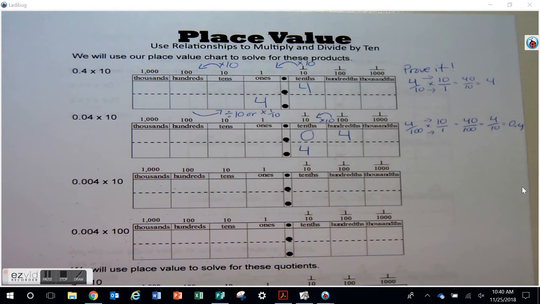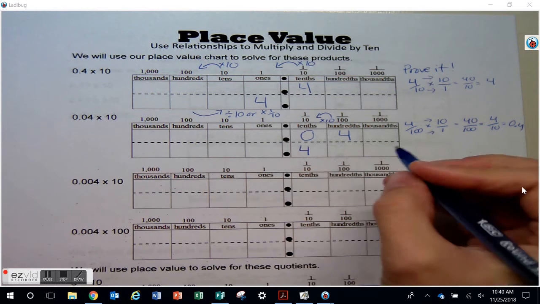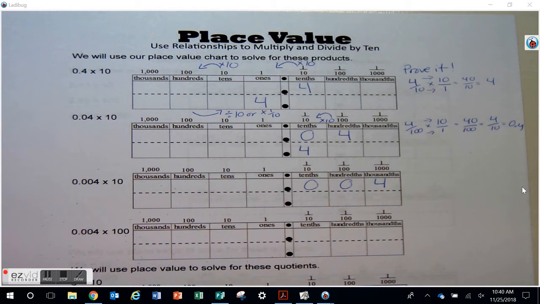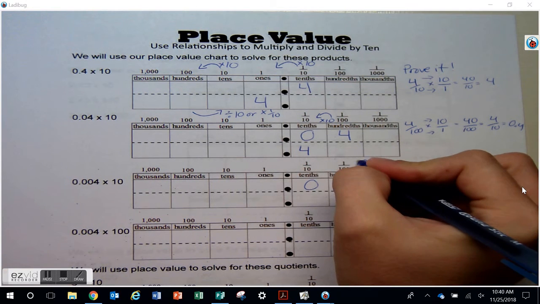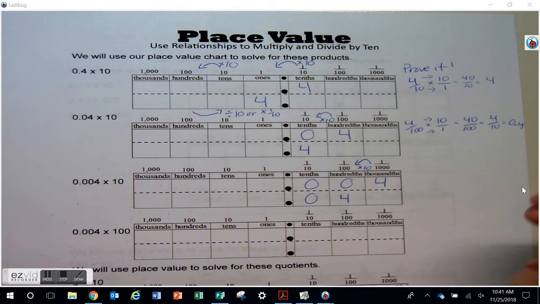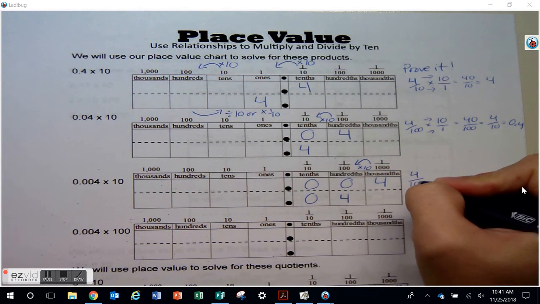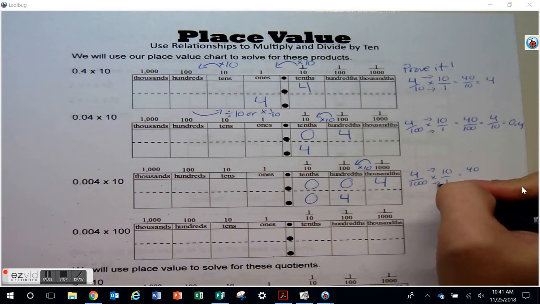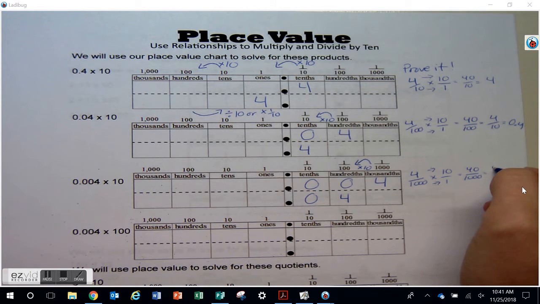Let's keep going. If I have 4 thousandths times 10, so tenths, hundredths, thousandths, 4 thousandths times 10, if I multiply that by 10, I would end up with 4 hundredths. Let's try it. 4 thousandths times 10 gives me 40 thousandths, also known as 4 hundredths. If I divide top and bottom by 10, which is 4 hundredths. Proven by our fraction knowledge.